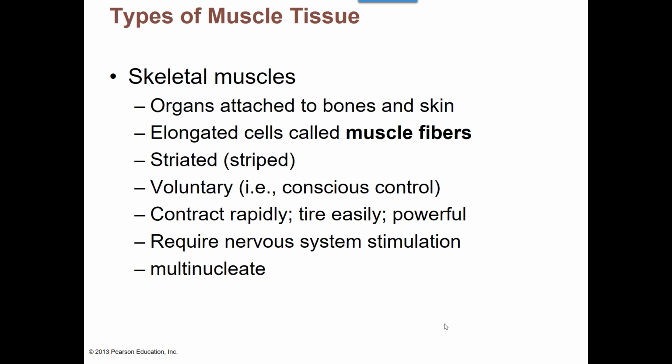It's voluntary, which means you have conscious control over your muscles contracting. Although some will move based on reflexes, you have control over your muscles. They can contract very, very quickly. They can tire really, really quickly. But they are also extremely powerful; given the right circumstance, a person could lift a car up. They do require our nervous system stimulation, which is why we've already talked about the nervous system. And they are cells that have many nuclei. Most cells have one nucleus. Muscle cells are so big, they have lots of nuclei.